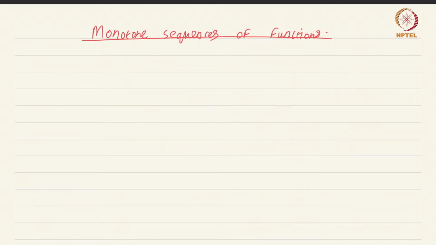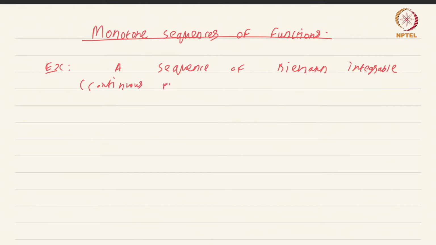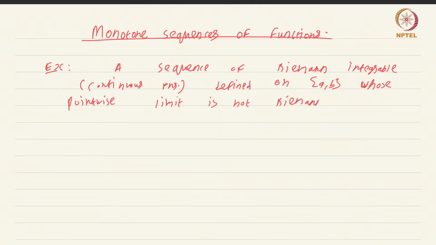But before we do that, I want you to think of an example of a sequence of Riemann integrable functions, in fact continuous functions. I want you to think of a sequence of continuous functions defined on some [a, b] whose pointwise limit is not Riemann integrable. It is not that hard to come up with many such examples.